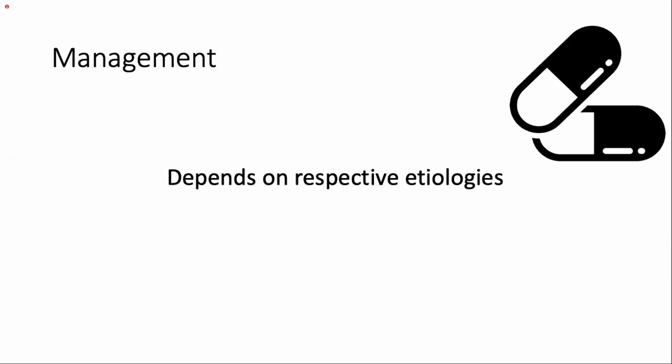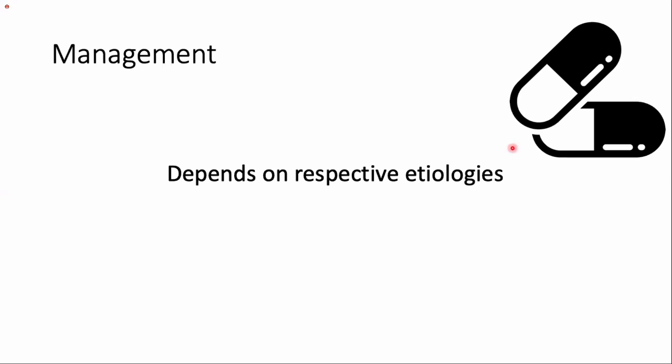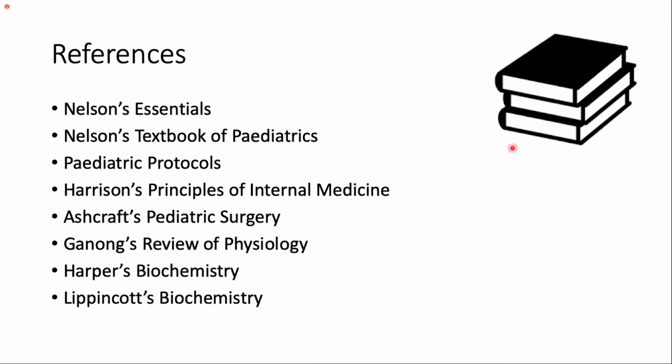Okay. Management, of course, will depend on respective etiology. Pyloric stenosis, we need to resuscitate and then give the pyloromyotomy. We need to cut the pylorus, and so on, with respective pathologies, Kasai procedure for biliary atresia, and so on. These are my list of references. So, okay, I think that's all from my part. So I open the floor for any questions.